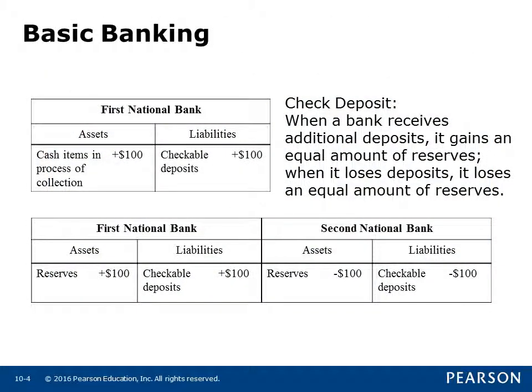Here we have an example of basic banking. In this example, we can see that the opening of a checking account leads to an increase in the bank's reserves equal to the increase in checkable deposits. We can also see that when a bank receives additional deposits, it gains an equal amount of reserves. When it loses deposits, it loses an equal amount of reserves.